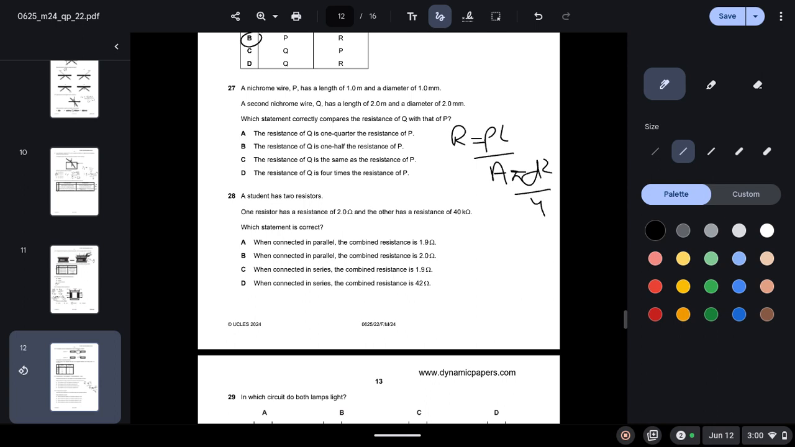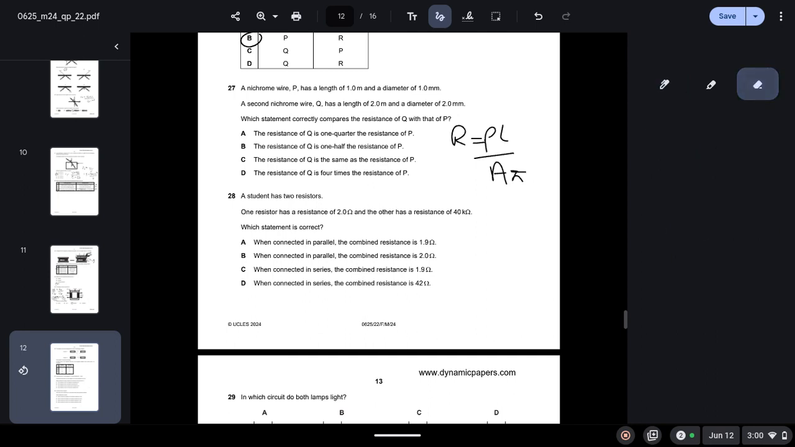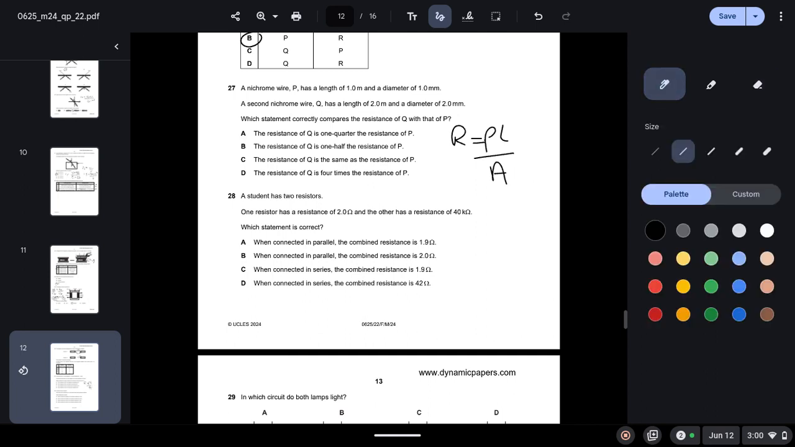So doubling the diameter would decrease the resistance by a factor of 4, because it is inversely proportional. So when we double the length, resistance becomes 2R, but when we double the diameter, we have to divide it by 4, so it becomes R over 2. So it has 1/2 the resistance of P. So B is your correct answer.